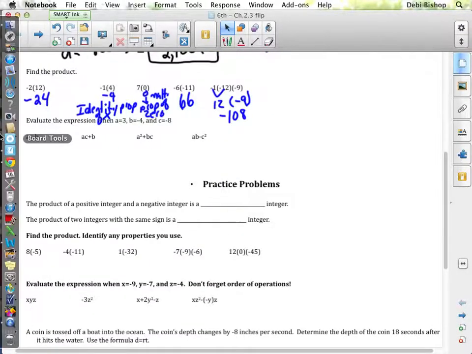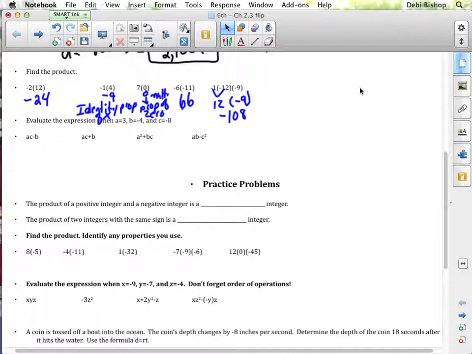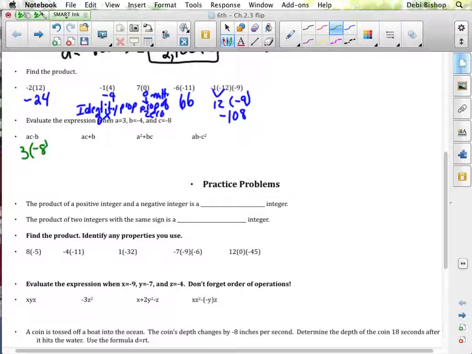And lastly, what we need to do is we're going to plug in numbers that are represented by letters. So it says evaluate the expression when A equals 3, B equals negative 4, and C equals negative 8. So what you'll be doing is substituting those in. So wherever you see A, you'll plug in 3. So when I say 3, remember, letters next to each other, it means you multiply. So 3 times C is negative 8. Then you minus your negative 4.